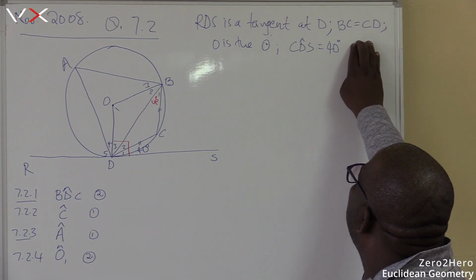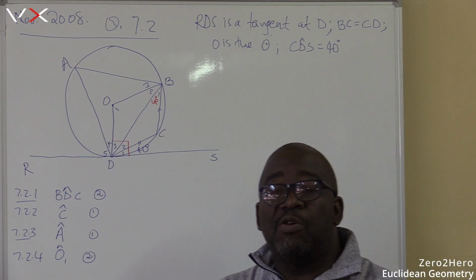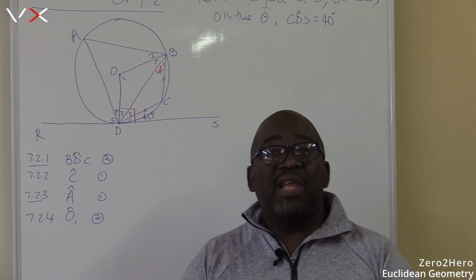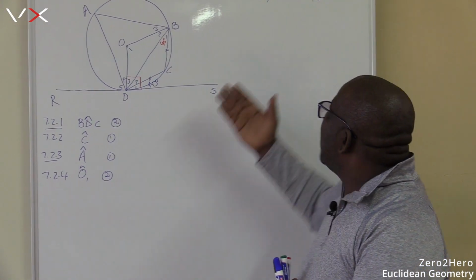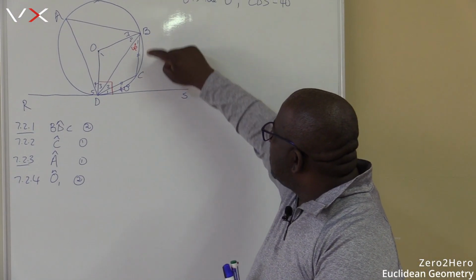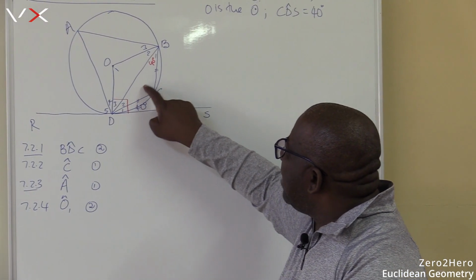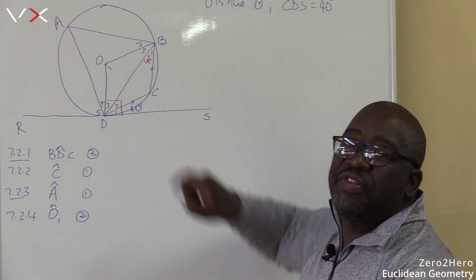Let's look at this next one. BC is equal to CD. I'm trying to emphasize the fact that most of the solution will come from the statement that we're given. So if we say BC is equal to DC, let's look at that. BC is equal to CD. I see some kind of triangle here. What type of triangle is this?